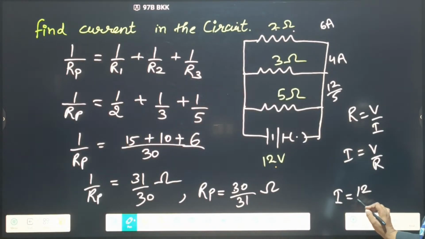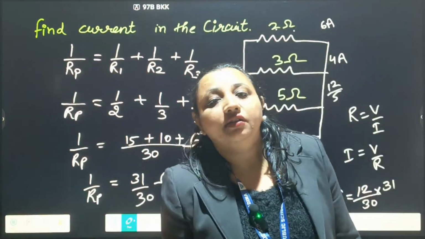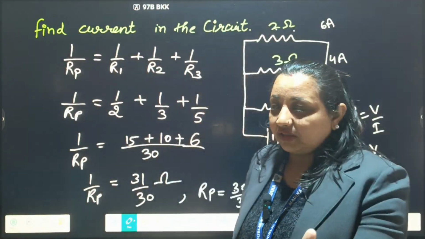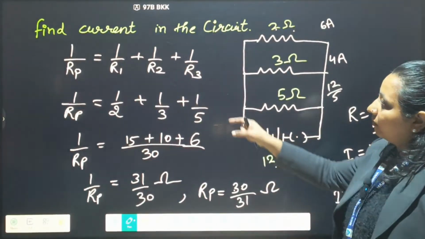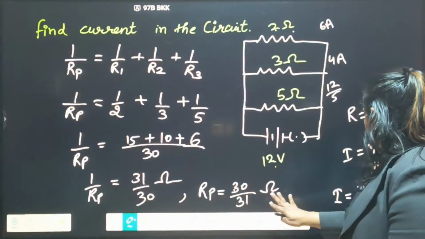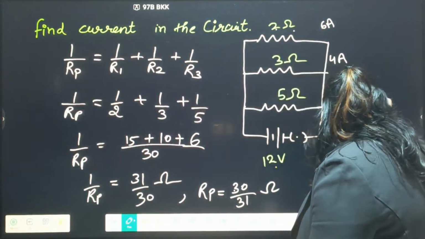So V is 12 over R. R we have as 1 upon R, so it means 31 over 30. That means 30 here and 31 here. We can also find the value of current from here. So these are two methods to find the current: individual currents and then add them to get the total current, or the second method, find the equivalent resistance of the circuit and then find the current. But don't forget to reciprocal the equivalent resistance of the parallel combination, that is Rp.